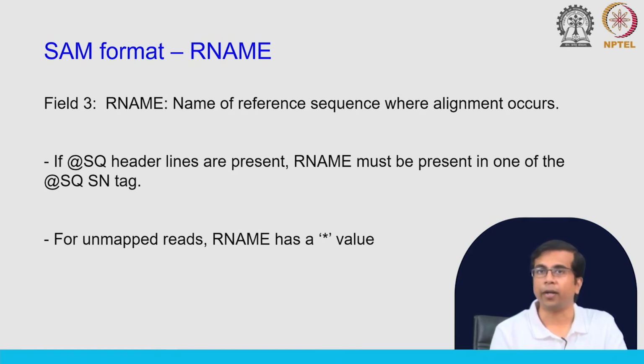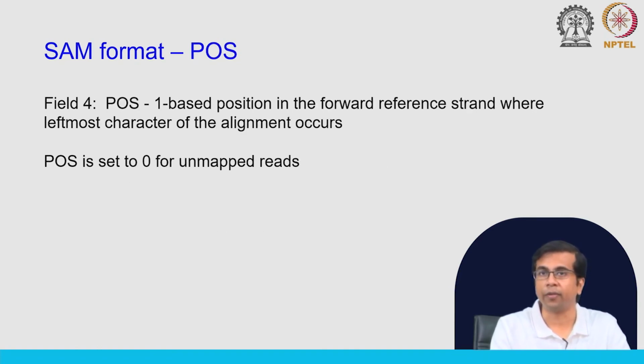Okay. So, for unmapped reads you will not see an RNAME, right. Because there is no mapping, the RNAME will have a value of star. If you see the star, it means this read did not align against the reference sequence. After this reference name, what is expected is the position, right. You want to know the position in the reference sequence, and that is what field 4 gives you.